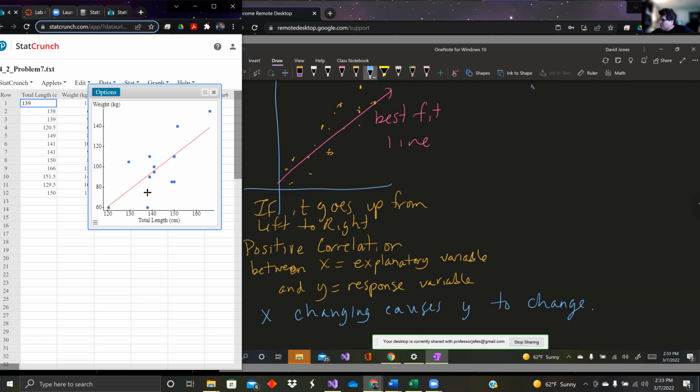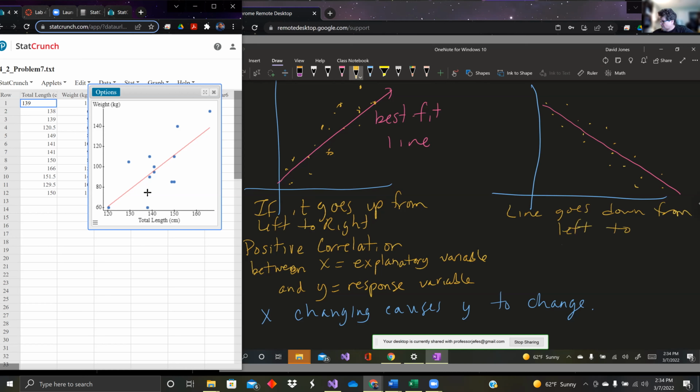We could have it where our dots go downward from left to right. And if we put our best fit line on there, it might be something like that. The line goes down from left to right. This is negative correlation. Okay.